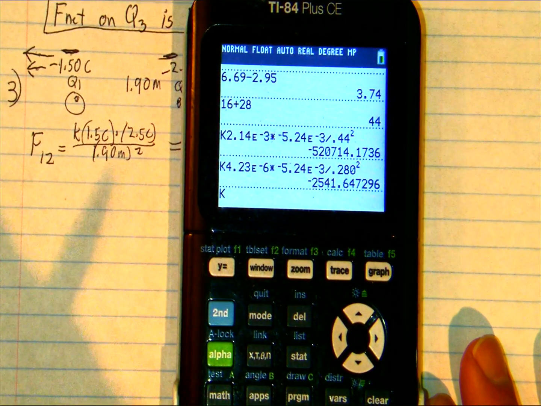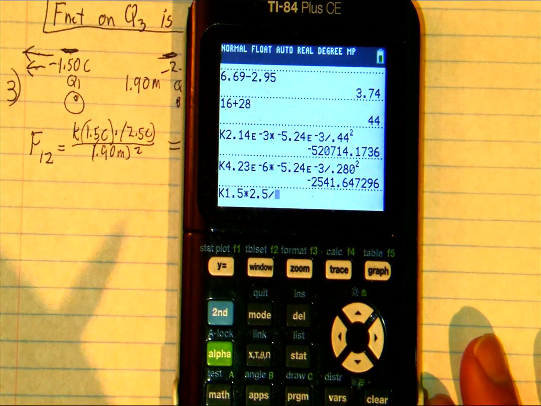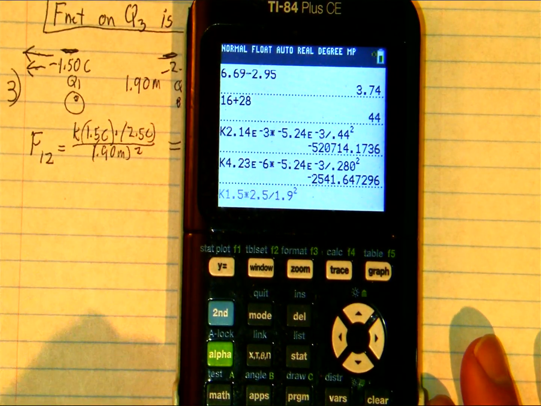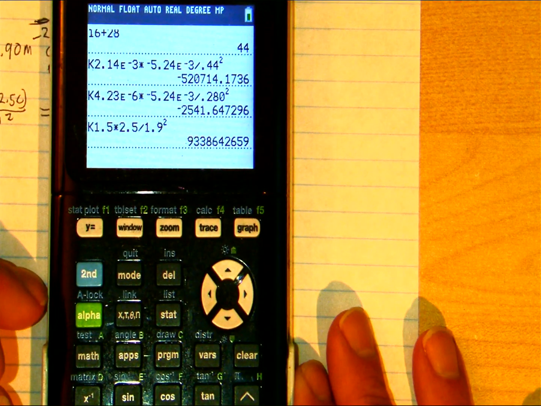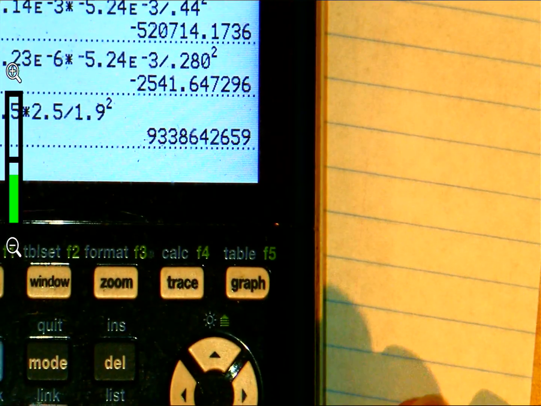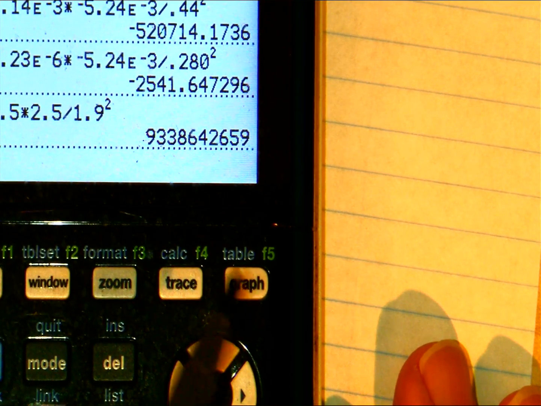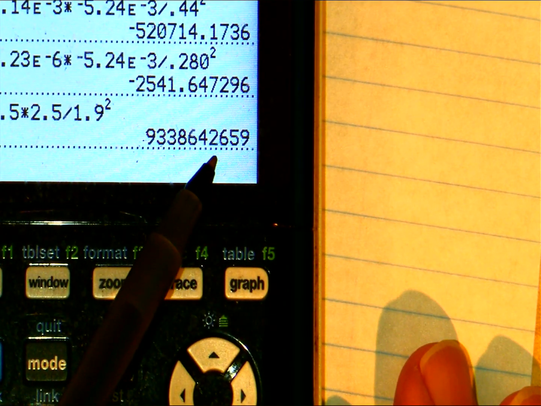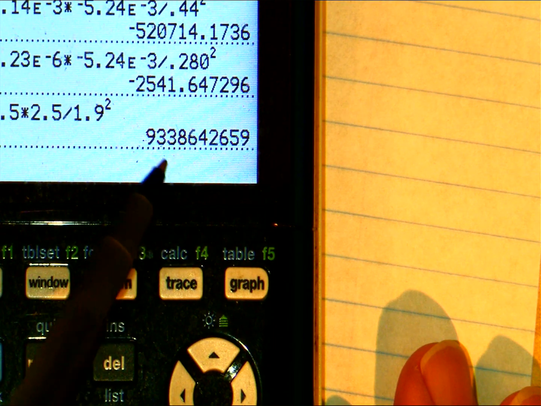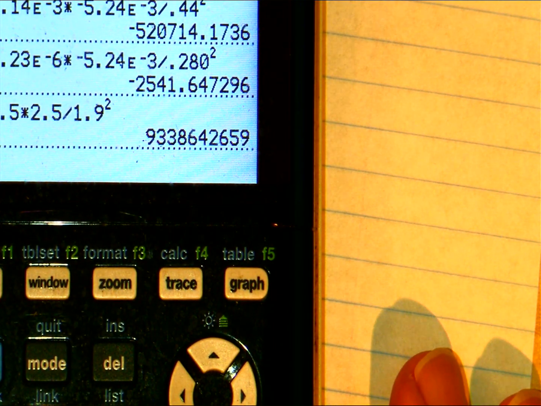Alpha K times 1.5 times 2.5 divided by 1.9 squared, enter, and it shows a huge number. All right, well, I should almost switch to engineering notation to make it easier for me. Otherwise, you have to count. Oh boy, 1, 2, 3, 4, 5, 6, 7, 8, 9. So this is 3.34 times 10 to the 9th power.